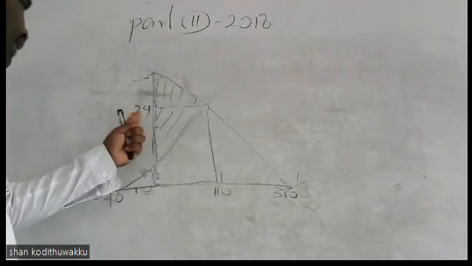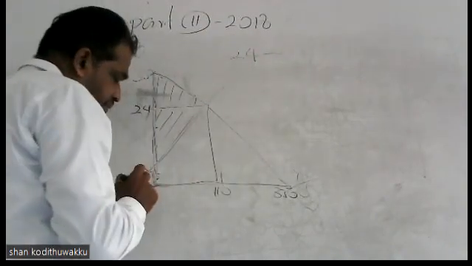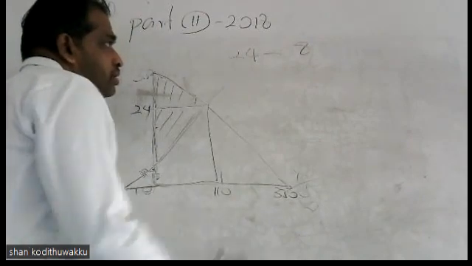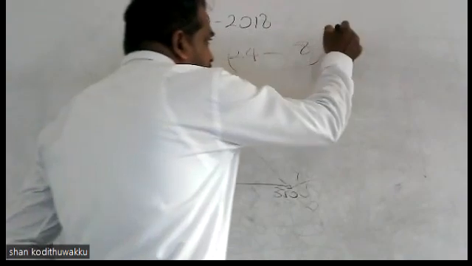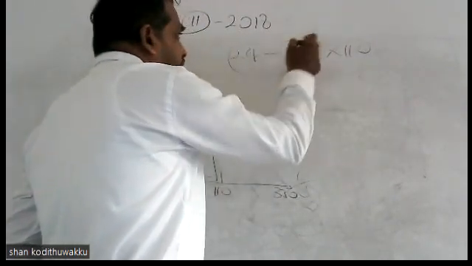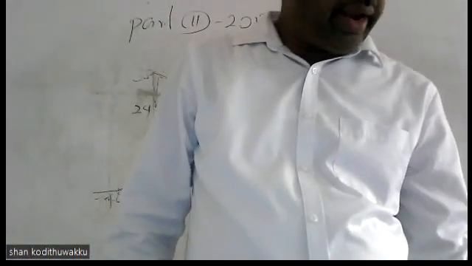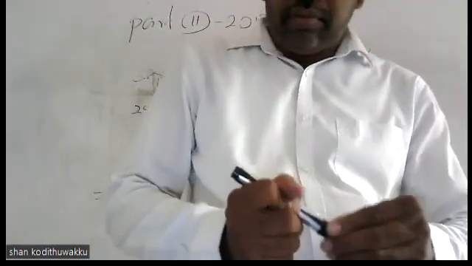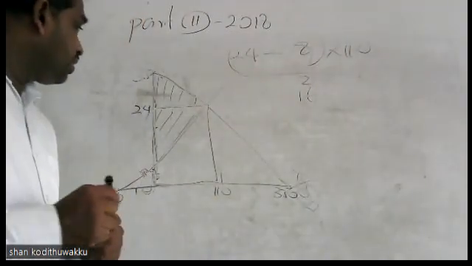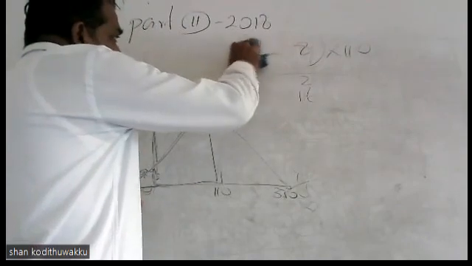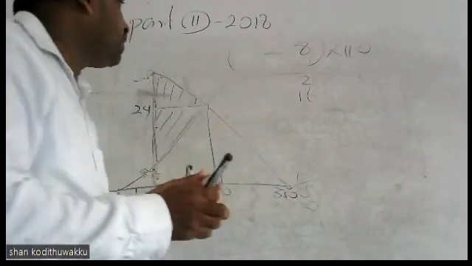Then producer surplus. You know, equilibrium price 24 minus the lowest price 8, then again 110 into 110 divided by 2. 24 minus 8 is 16, 16 into 110. Sorry, this is the equilibrium price, and that is okay for consumer surplus, but for producer surplus we can't take 24. We have to take the price which is going to be paid by the government, that is 30.